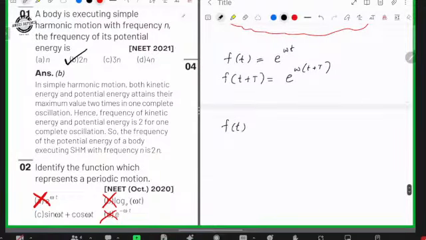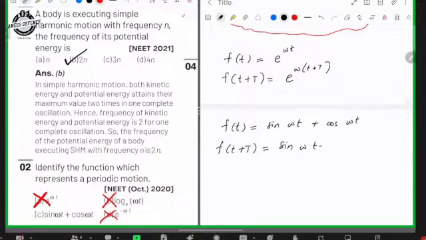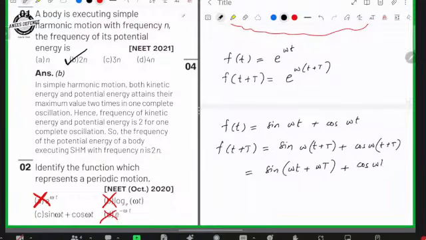Let us say f of t is equal to sine omega t plus cos omega t. What will be f of t plus T? In place of t, you put t plus T. Therefore, sine omega (t plus T) plus cos omega (t plus T). Are you getting this? So I can simplify this: sine of omega t plus omega capital T, plus cos of omega t plus omega capital T.